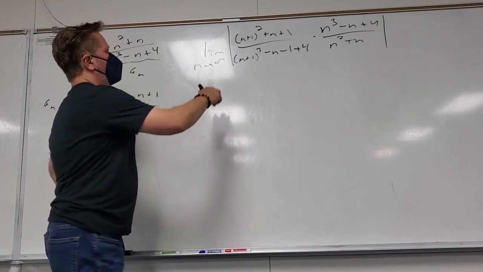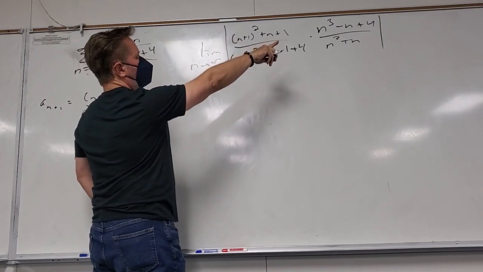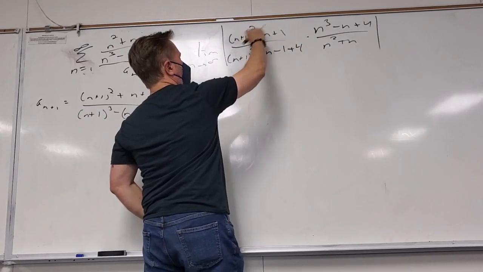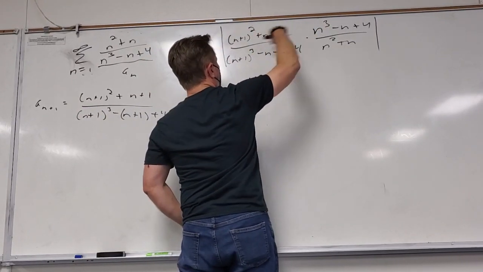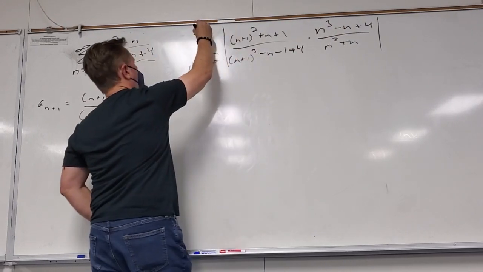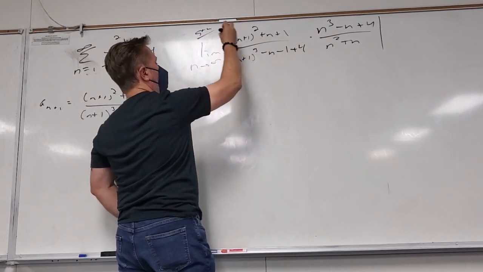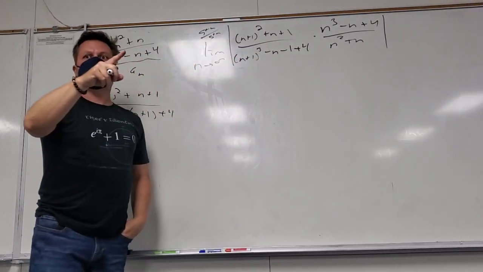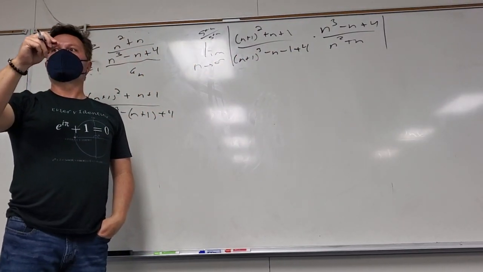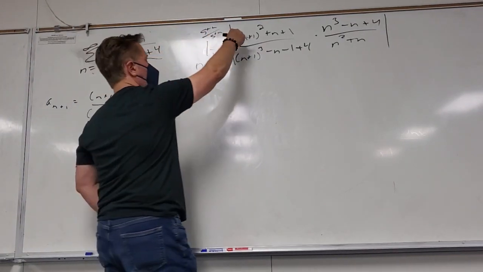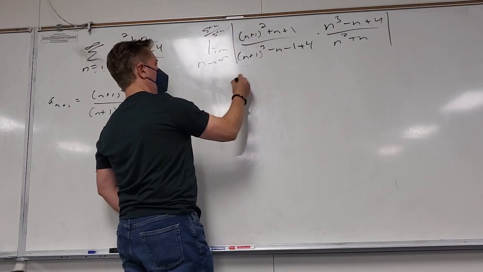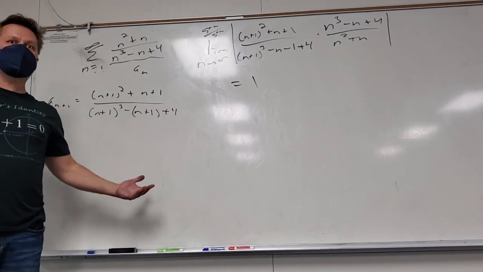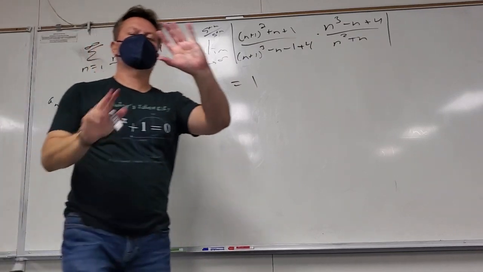Now, does anyone notice, what's the degree of the top? What's the highest degree here? Squared. What's the highest degree there? Cubed. So what's the degree of the top? 5th power up top, right? What about the bottom? 5th. So what's the limit as n goes to infinity, same degree? The ratio of the coefficients. What would the coefficients be? 1 to 1. So this is 1. Remind me, what does it mean if I get 1? Inconclusive.